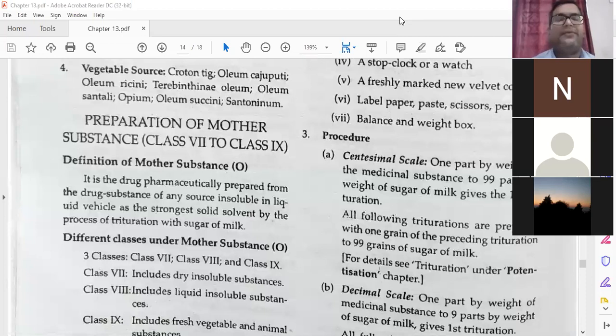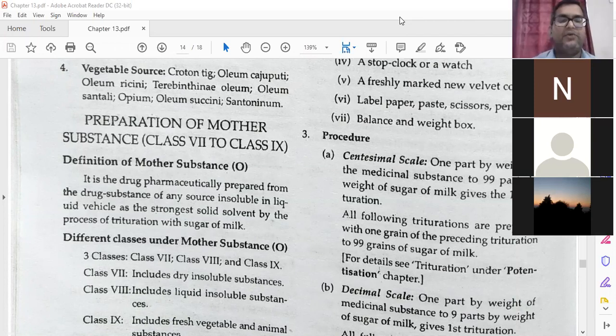And we already talked about snake venom. Snake venoms are kept in glycerine or in sugar of milk. They are not soluble in alcohol and distilled water, that's why they go through the process of trituration. Then the different classes under mother substances are three: class 7, class 8, class 9.